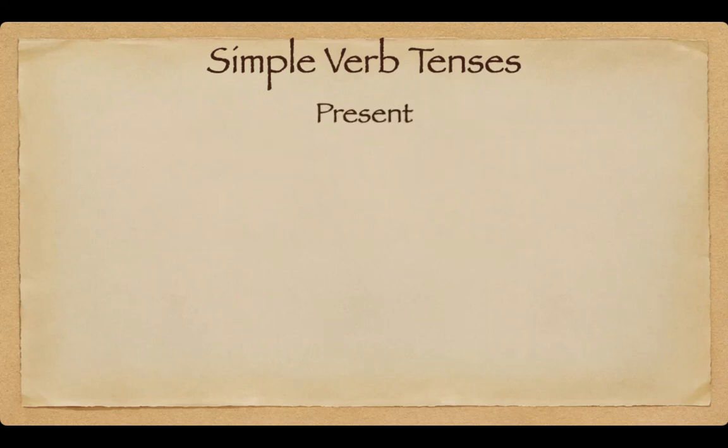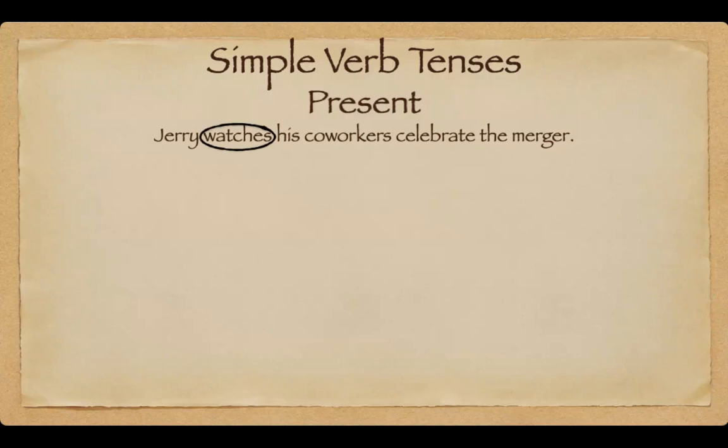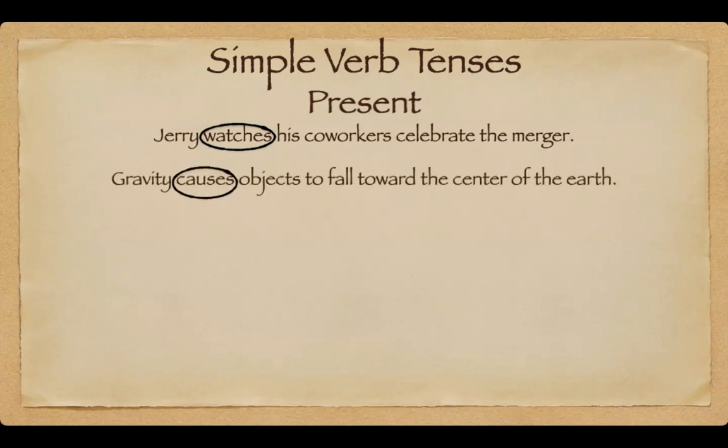Let's discuss simple present tense. We're done with past, now simple present. In the present, the writer writes about things that are happening, of course, presently or now. Here's our first example. Jerry watches his coworkers celebrate the merger. The present tense can also be used to describe habits, general truths, or any other action that doesn't change. As we see in this example, gravity causes objects to fall toward the center of the earth.